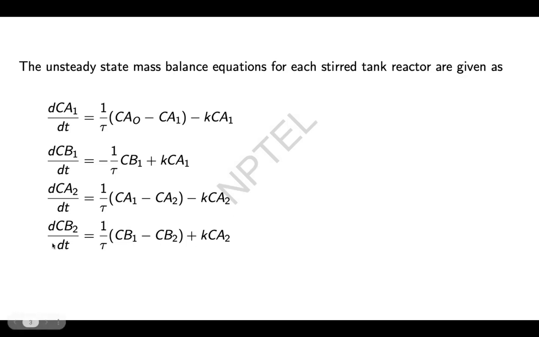Now this is the concentration change of B in reactor 2. Again we have the inlet and outlet, as I said. Both will have B, so we have the inlet minus the outlet. And then whatever is formed from the first order reaction, A converting into B, is accounted for here. That is k CA2. So these are the 4 equations that we are trying to study here.